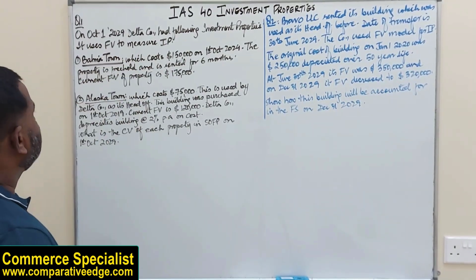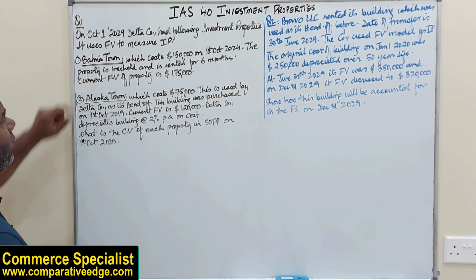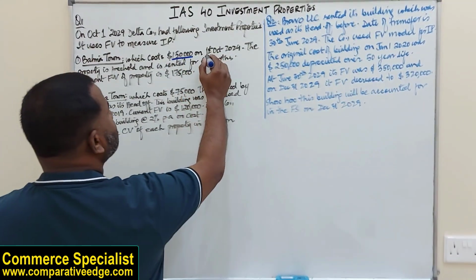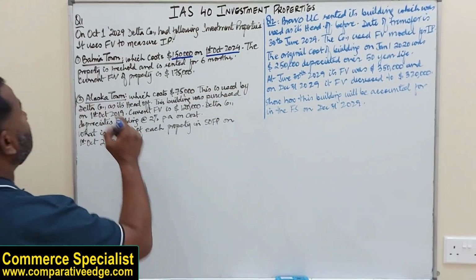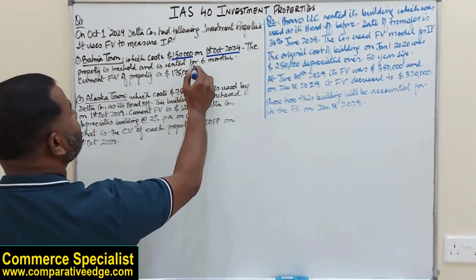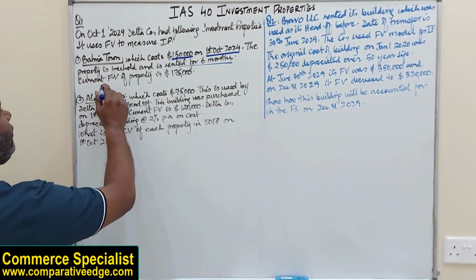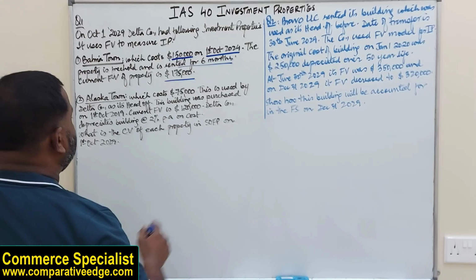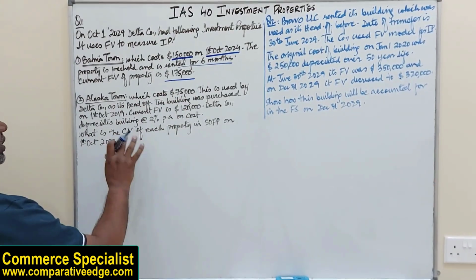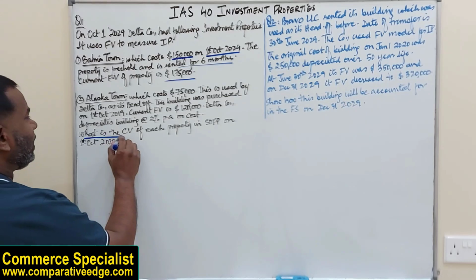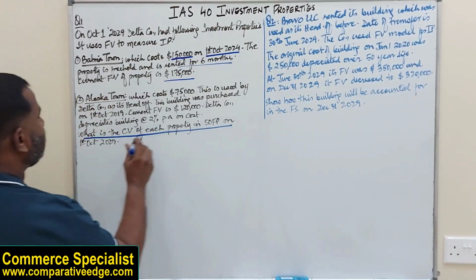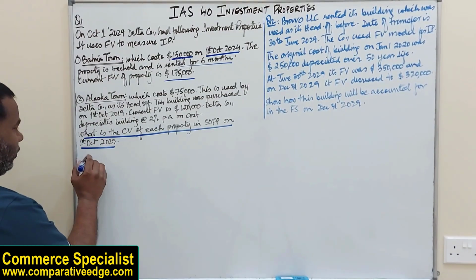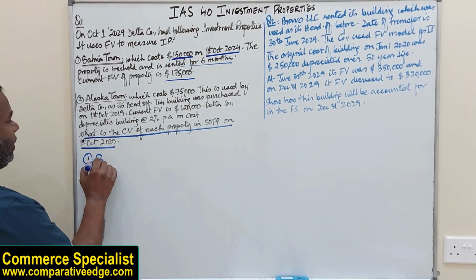IP is investment property. So the first property is Bahria Town, which cost 150,000 on 1st October 2024. The property is a freehold and is rented for 6 months. Current fair value of the property is 175,000. And the other property, we'll talk about it, but the requirement is: what is the carrying value of each property in the statement of financial position on 1st October 2029? So I'm talking about Bahria Town, which is BT.